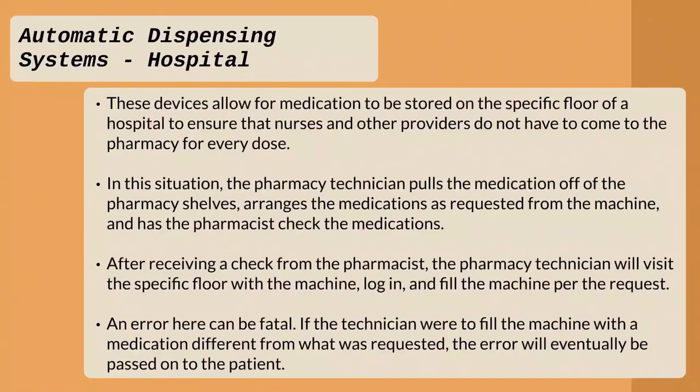An error here can definitely be fatal. If the technician were to fill the machine with a medication different from what was requested, the error will eventually be passed on to the patient. So this is a super important one, that whatever you're putting in the machines up on the floor is accurate, because once the nurse grabs it and gives it to the patient, you can't take it back.